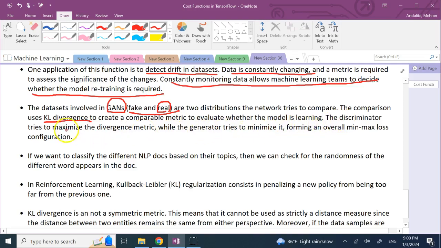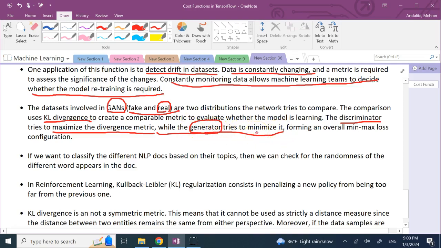To basically try to maximize the divergence metric, that discriminator, the one that is trying to find if there is anything fake. That guy is trying to maximize this divergence. The other one is trying to what? Minimize it, the one that is trying to generate the fake. The generator network is trying to minimize it.